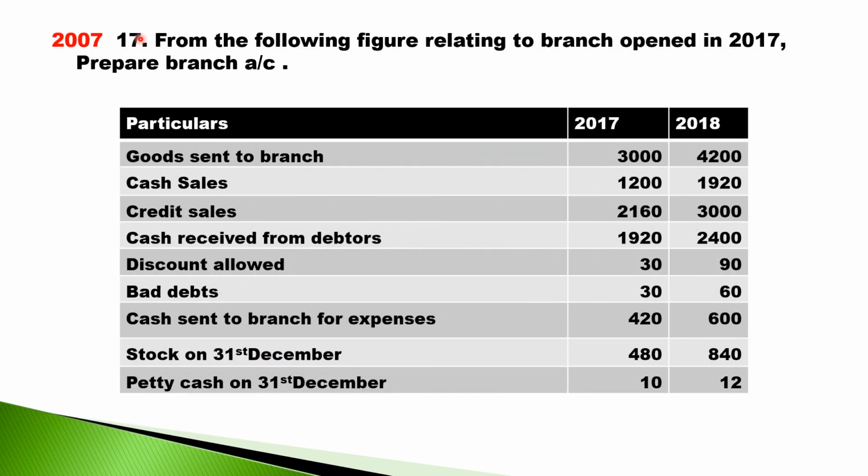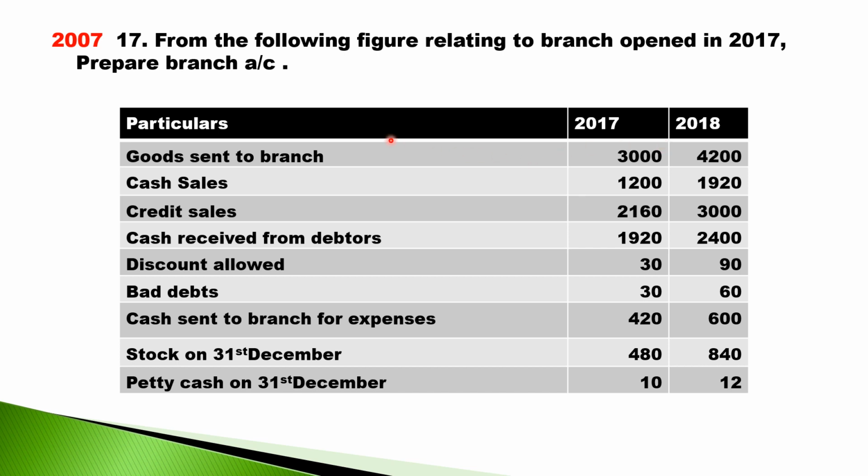2007 question paper, students. From the following figures relating to a branch opened in 2017, prepare the branch account. So students, we have 2 years of data. That means you need to prepare 2 accounts, one for the year 2017 and another for the year 2018. The 2017 closing balance will become the 2018 opening balance. So 2018 will be the current year, 2017 will be the last year. It means the closing balance of 2017 will be treated as the opening balance of 2018.